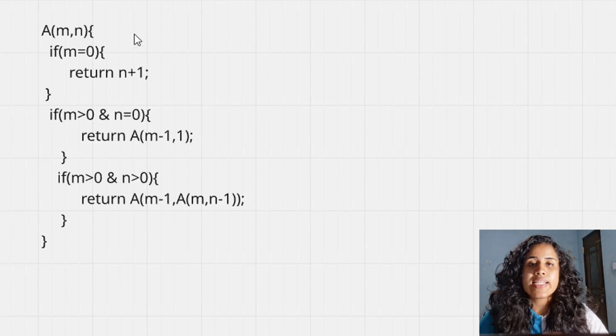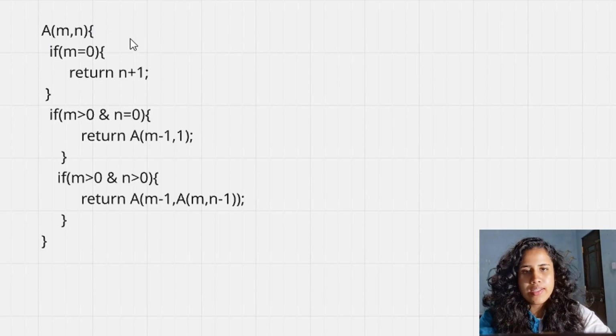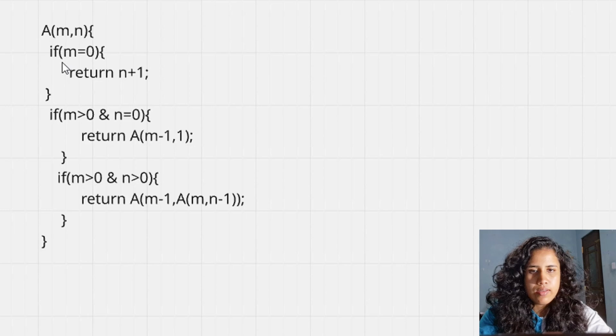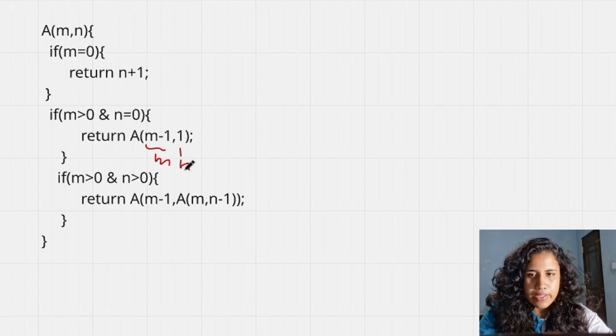So we'll understand what nested recursion is using an example as before. Here we can see there is a function named A which takes two parameters, m and n. If m is 0, it should return n plus 1, and if m is greater than 0 and n is equal to 0, it should return A(m minus 1, 1).